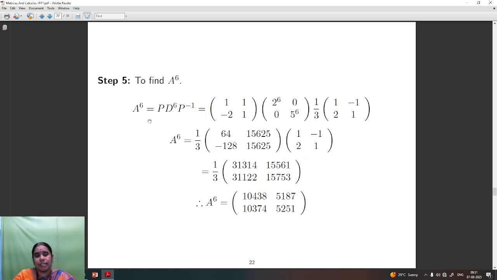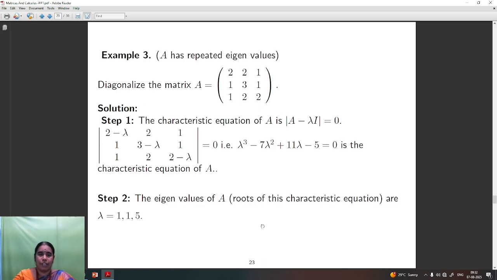So, by using the diagonalization concept, we are finding A power 6. A power 6 is nothing but P into D power 6 into P power minus 1. This is our P value, this is our D power 6 value, and this is our P inverse value. On multiplying all the three matrices and dividing by 3, we get A power 6 as 10438 and this matrix. Thus, by using the diagonalization concept, we calculated the higher power A power 6 in the easiest way.